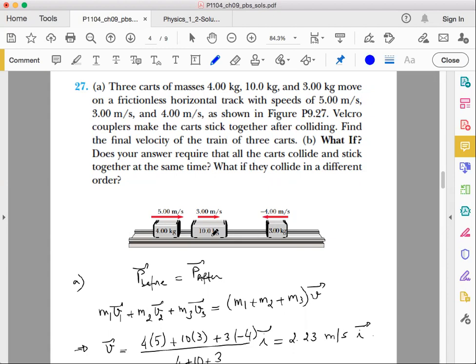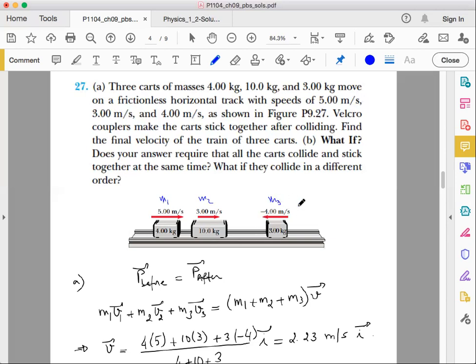Now the second part, they say, what if the cars collide and stick together at the same time? If the cars collide and stick together at the same time and not one by one, then what would be the difference between your answer and the answer when they collide in a different order? Let's call these M1, M2, and M3, just to make it more clear.